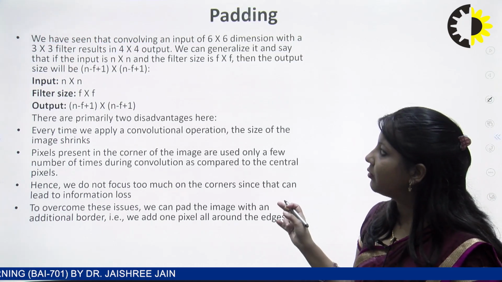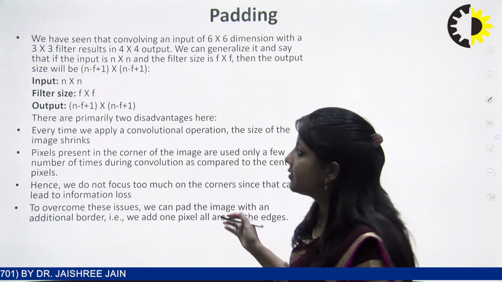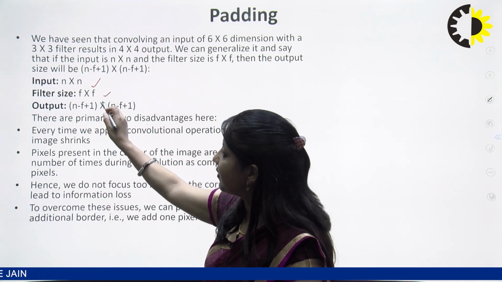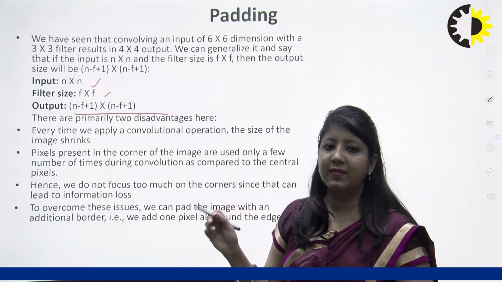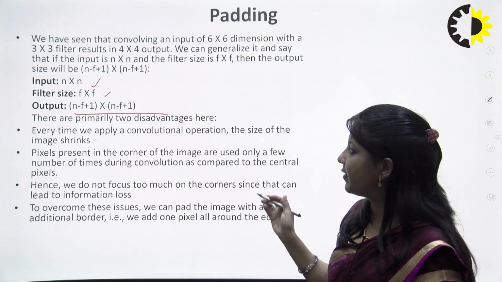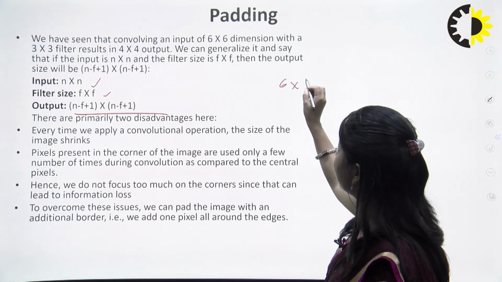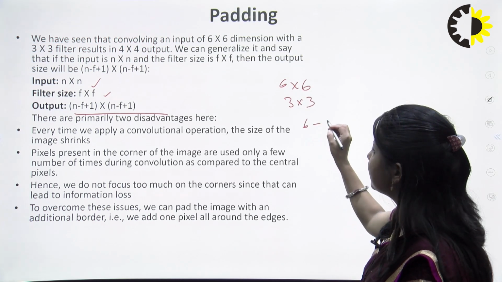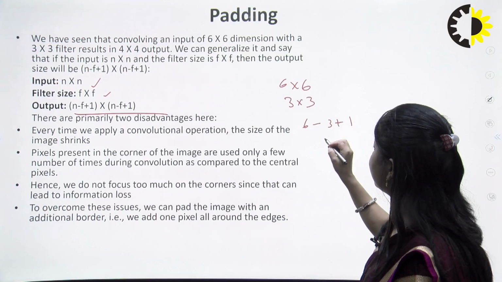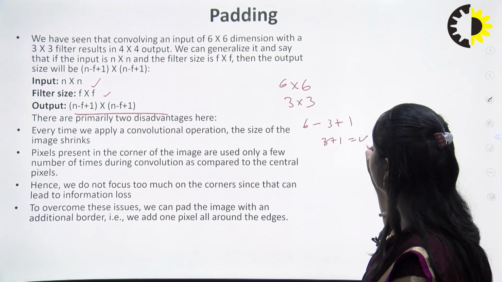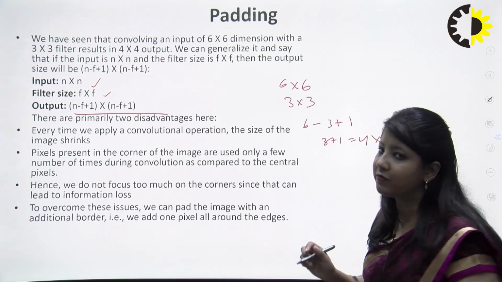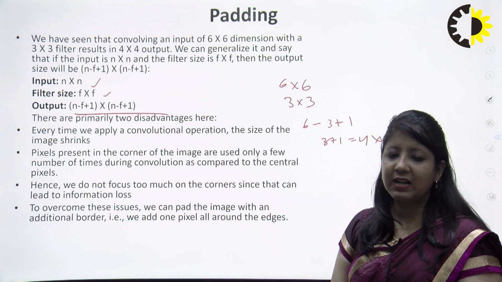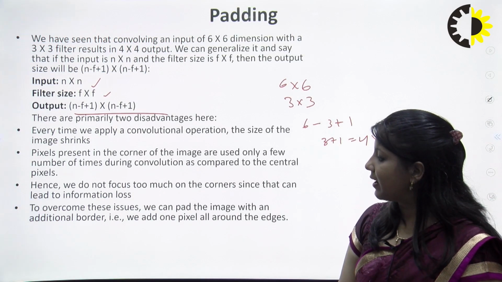So I explained the concept of padding because if the input image size is n by n and the filter size is f by f, then the output will be n minus f plus 1. So here, if the image size is n by n, meaning 6 by 6, and the filter size is 3 by 3, then the output image will be 6 minus 3 plus 1, meaning 3 plus 1, which is 4. So a 6 by 6 image is converted into a 4 by 4 image. We have to prevent this, and we want to get the actual size of the image after convolution. So we have to apply the padding bit here.